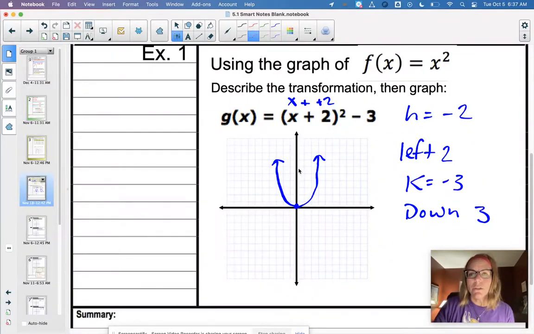So that's what I'm going to do. I'm going to change my color. I'm going to take my vertex, which is 0, 0 for the parent function, and I'm going to go to the left 2, 1, 2, and I'm going to go down 3, 1, 2, 3. By doing that, I created a new vertex, and that vertex is negative 2, negative 3, whereas this vertex was 0, 0. And now I can graph my new parabola.